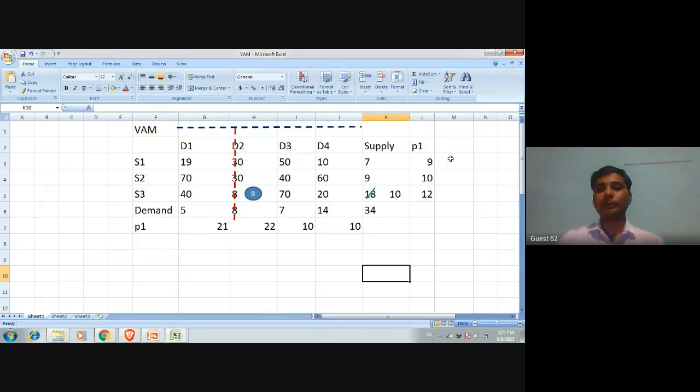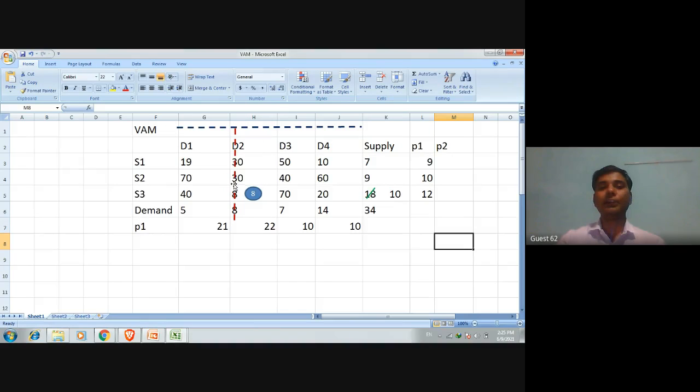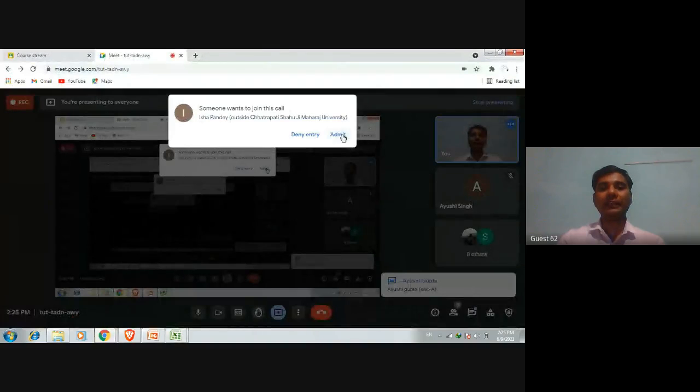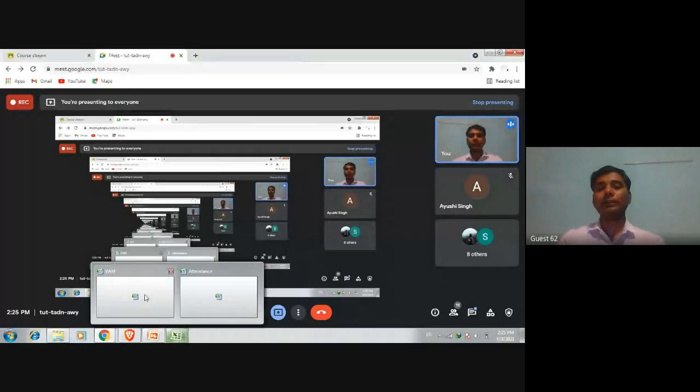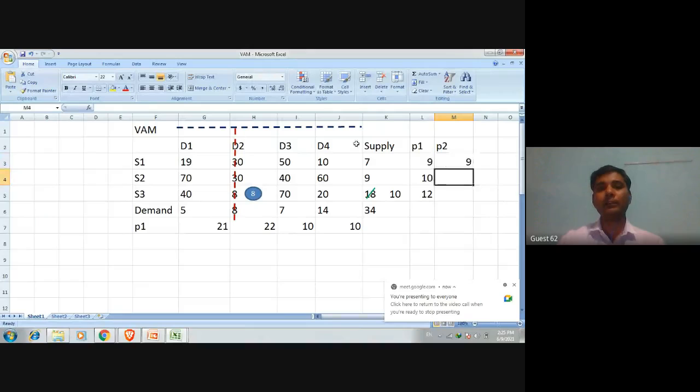So in the next step, when we calculate penalty 2, we will not consider this column. We will not consider the D2 column. So find again the two least transportation costs, that is 10 and 19. We will reduce the 10 from 19. So how much will it become? That is 9.